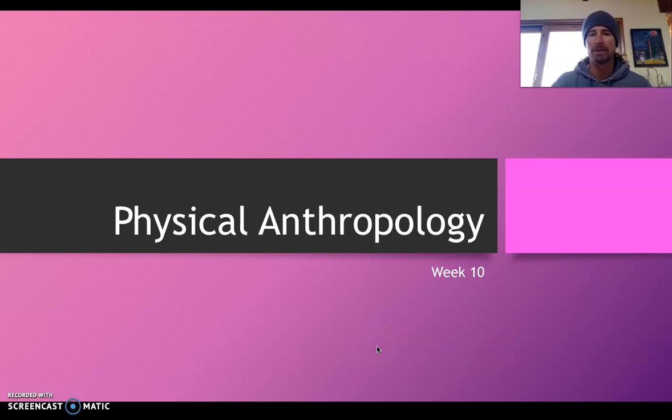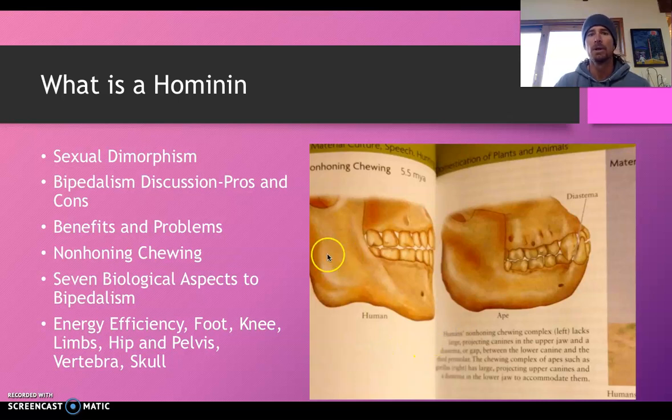Moving forward, now we're going to start to really get into hominid evolution, which includes things like non-honing chewing and bipedalism, and then our early ancestors in terms of our bipedal ancestors. So, what is a hominid in terms of definitions?